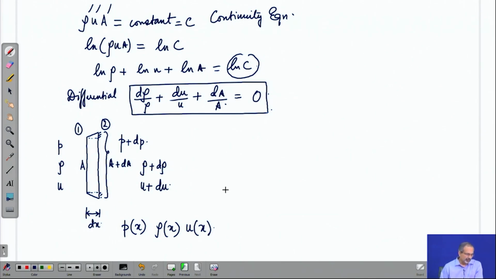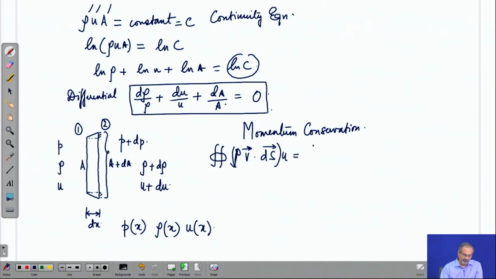Now, if you recall the equation for momentum conservation, how will it work out? Let us try to figure out. We know that momentum conservation will come from the original equation that we have from the control volume approach. Let us try to write that down. We are writing it for the x component.